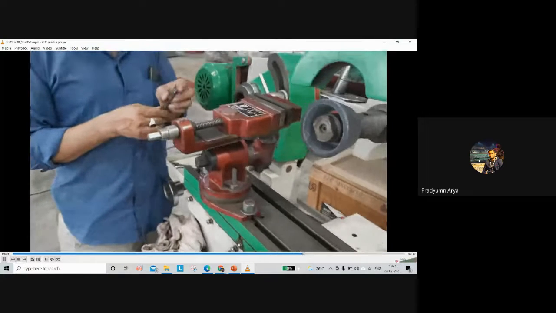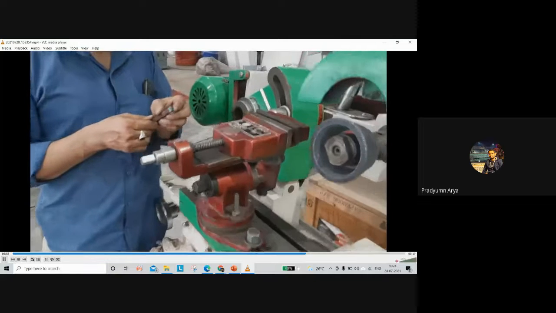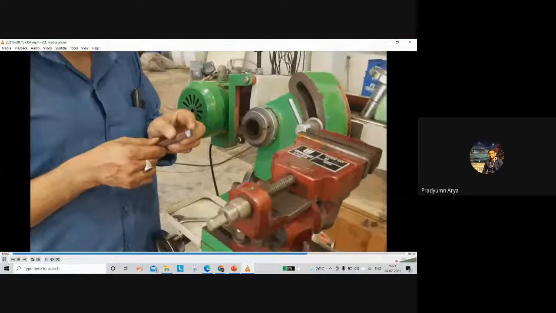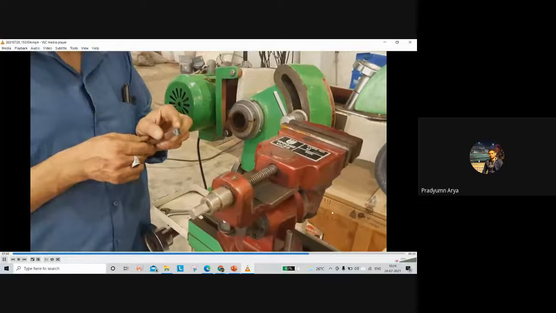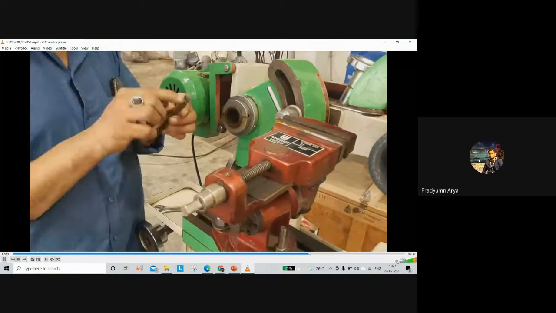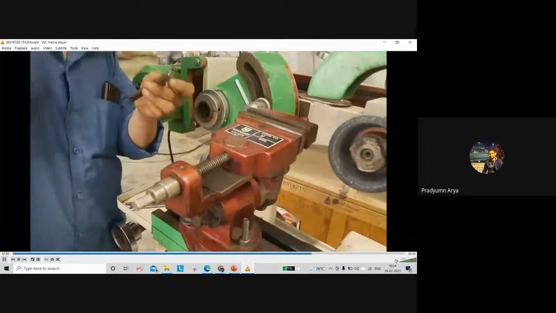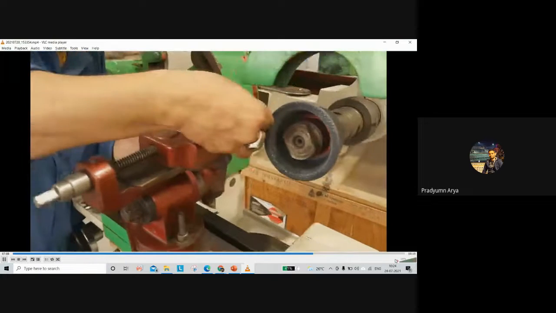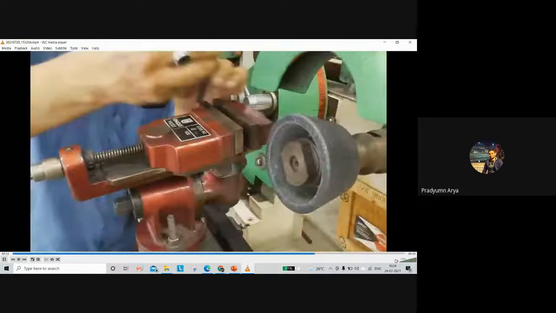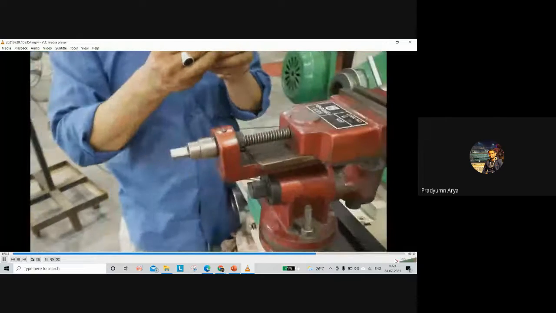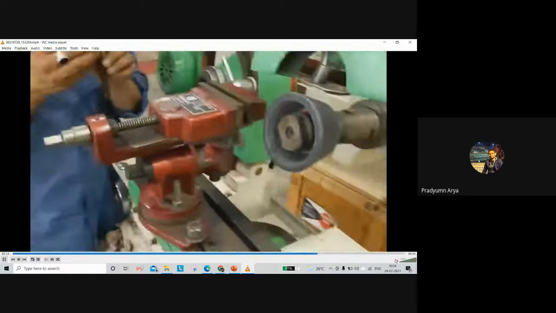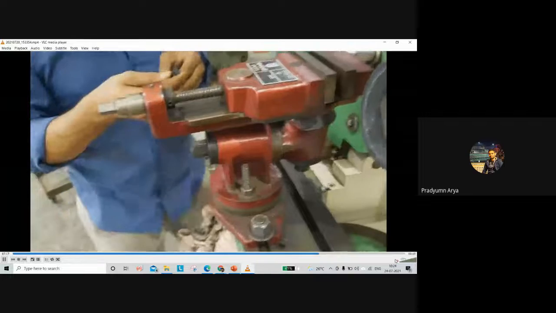Next again, we are making the end cutting edge angle and end relief angle. Next process is for making the end cutting edge angle and relief angle.